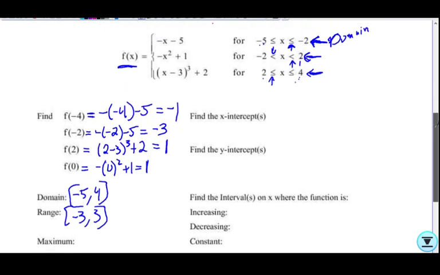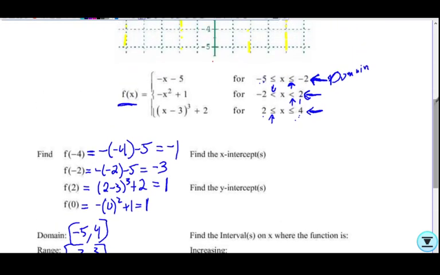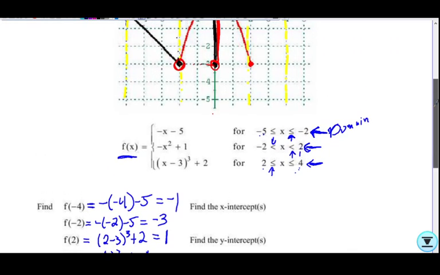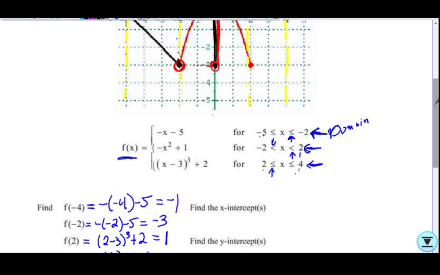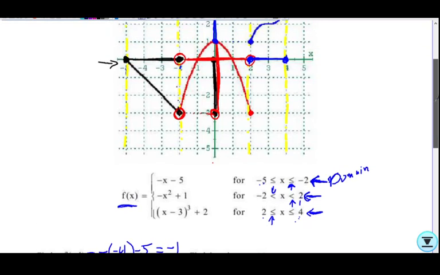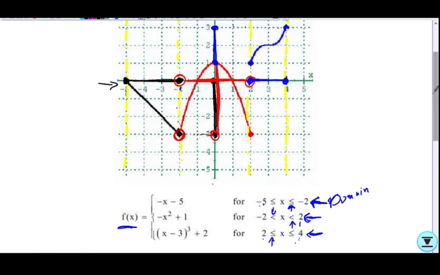We'll get to maximums and minimums in a minute. Let's deal with our x-intercepts. Now, again, x-intercepts, we can have anywhere from 0 to an infinite amount of x-intercepts, depending on our function. Now, graphically, this is going to be really easy because we can see them. So I'm going to erase all this so it makes it easier to look at.